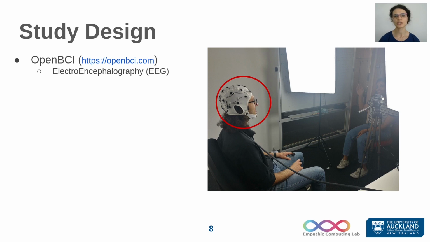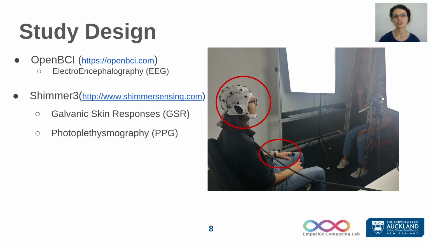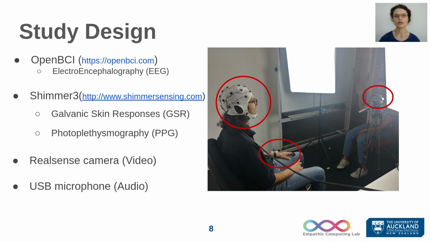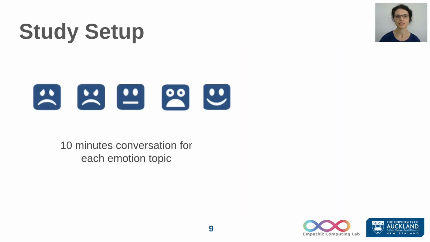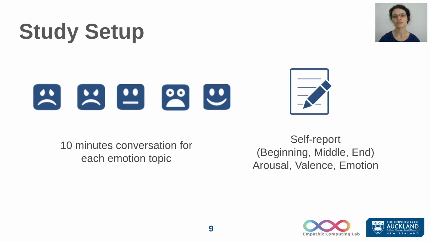We used an OpenBCI EEG cap to record EEG signals and a Shimmer sensor to record PPG and GSR signals. We also recorded audio and video for further analysis. Each participant had a conversation for about 10 minutes for each of sadness, anger, neutral, fear, and happiness emotions, subsequently in random order. We used a self-report questionnaire for ground truth labeling.